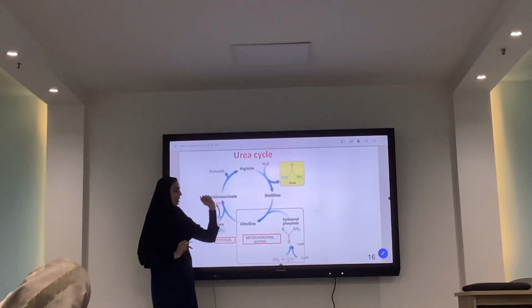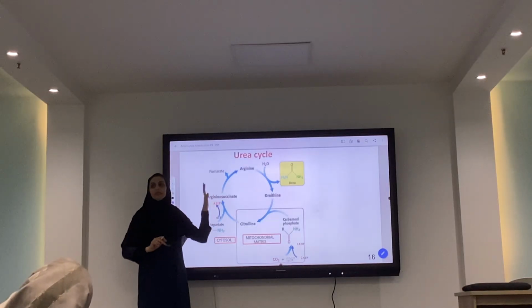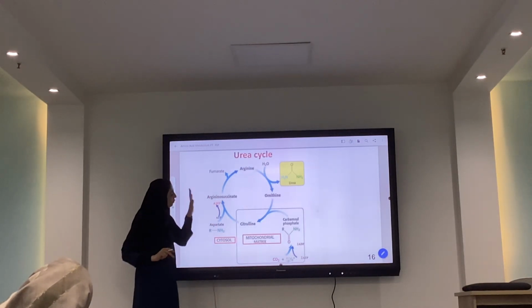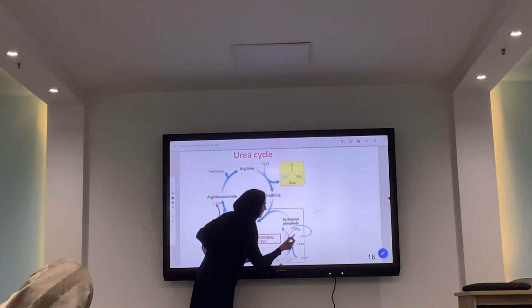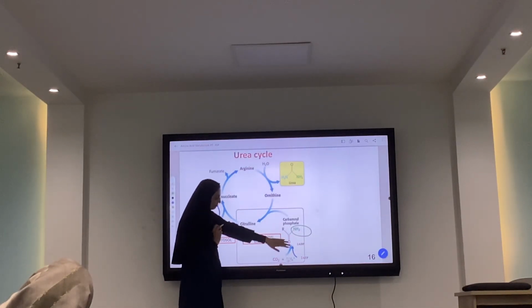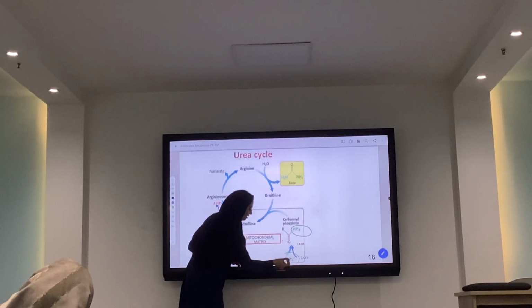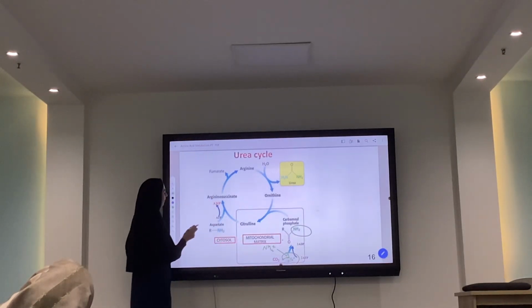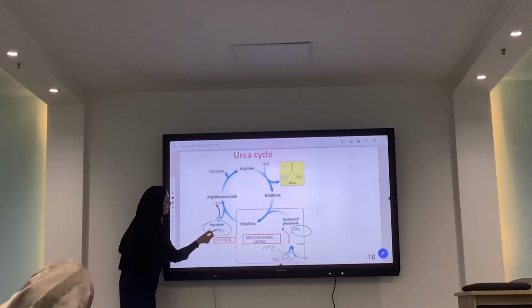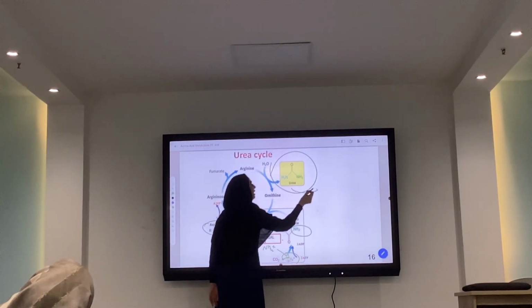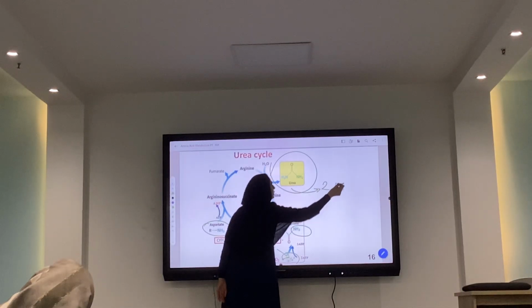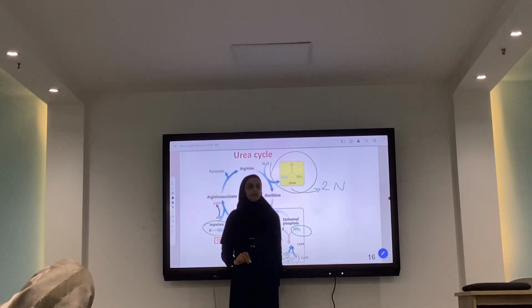Guys, this is the urea cycle. I don't want you to memorize any of them. I just want you to know what is happening here. You can see here that ammonia comes from the liver. Can you see? The ammonia, this is NH4. And on the other hand, another ammonia comes here and produces urea. The urea excretes two nitrogens from our body.